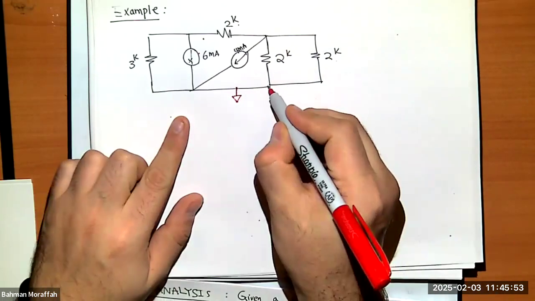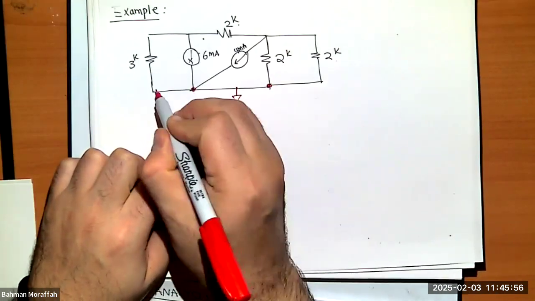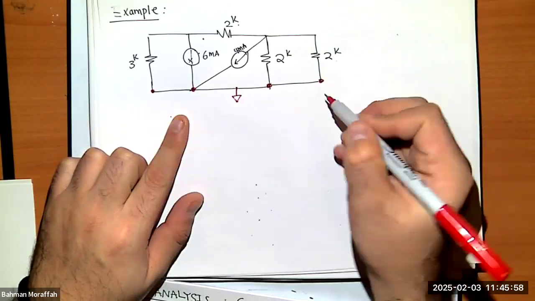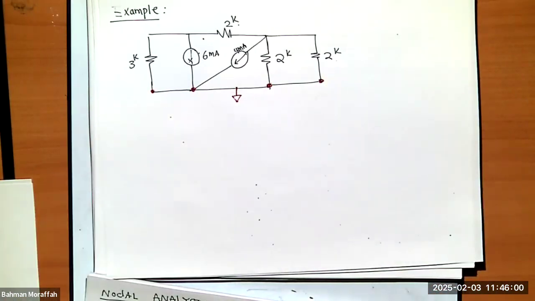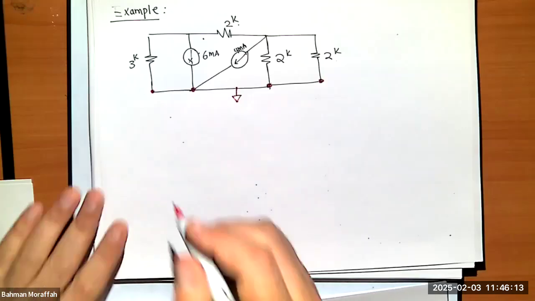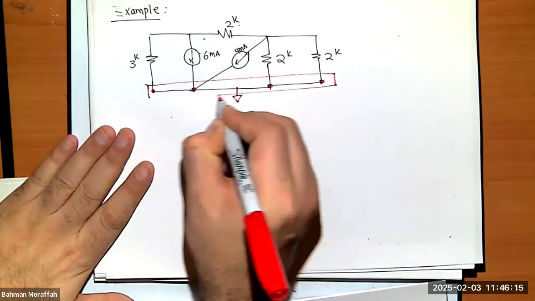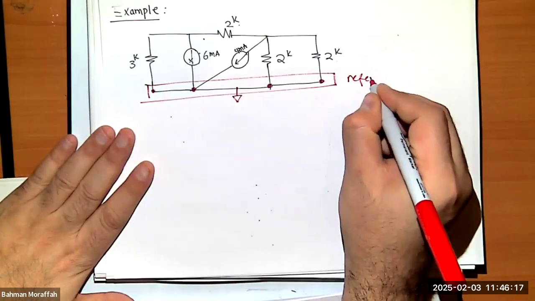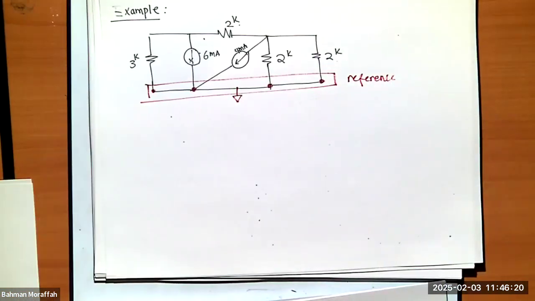What I'm claiming is that this node is exactly the same as this node, is exactly the same as this node, and it's exactly the same as this node. Right? There is no potential difference. All of them are the same. And since I called that my ground, my reference, I know the value for it should be 0. So I know voltage at that node is 0. So this is my reference. Right? What is the next step?